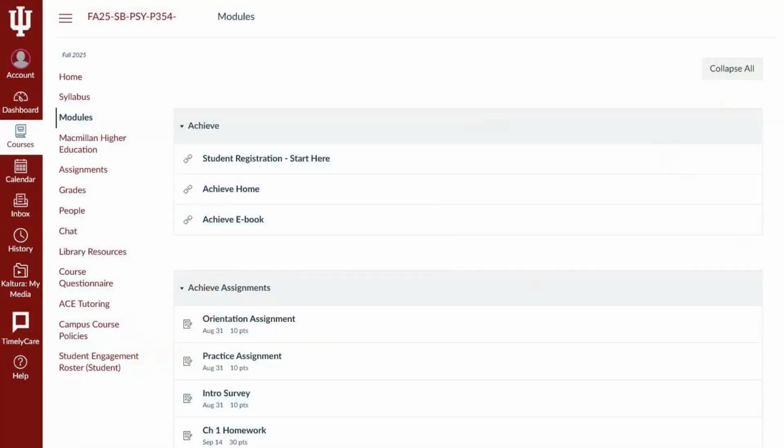You can access this in Canvas modules. So you go to Canvas modules. The top ones there, they're to go to Achieve Home, your ebook, registration start there. And then Achieve Assignments basically has the quick link to all the assignments, or you can just go to the Achieve Home page and you can find them there as well.